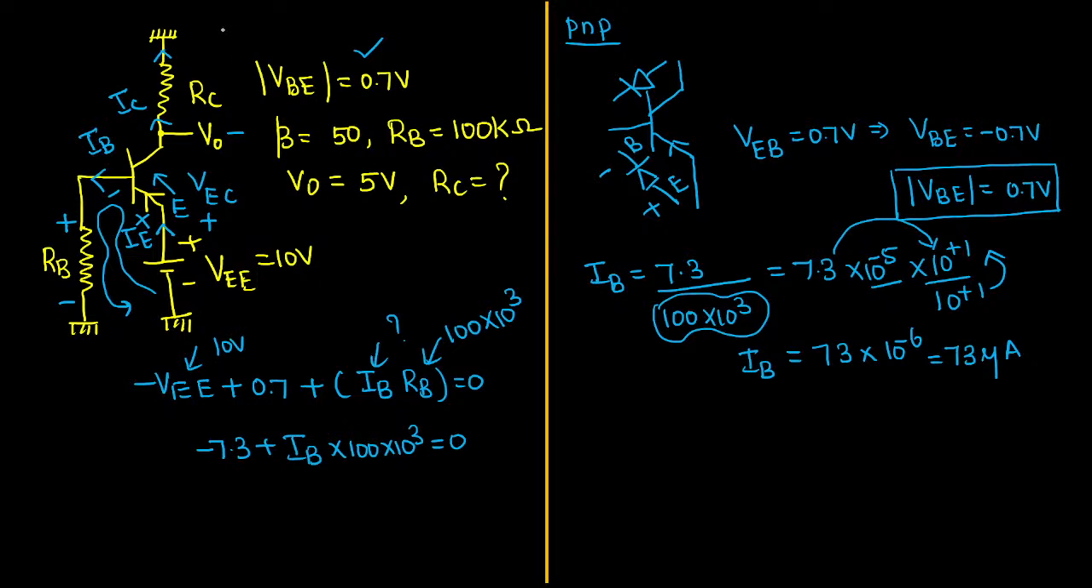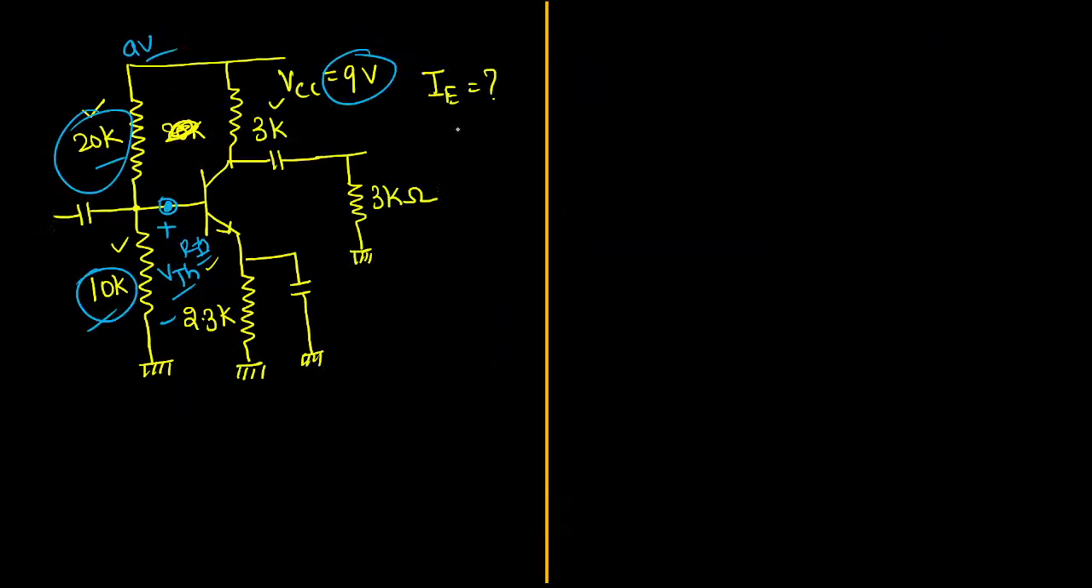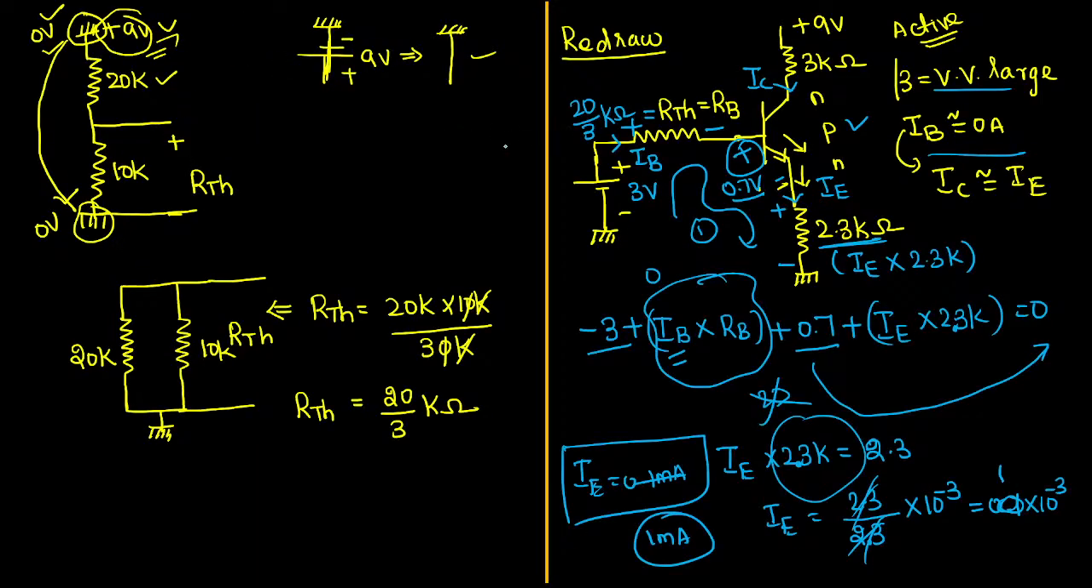As usual, I am assuming that the transistor is being operated in the active region. In the last question also, I was assuming that the transistor is in the active region. My assumption was correct. You can cross check the value of collector to emitter voltage. Definitely it is greater than 0.2 voltage. But one more thing you have to remember always: when you say active region and solve the problem, it's always better to cross check whether the value of collector to emitter voltage is greater than 0.2 voltage or not.